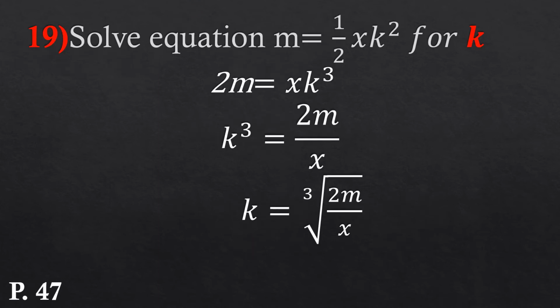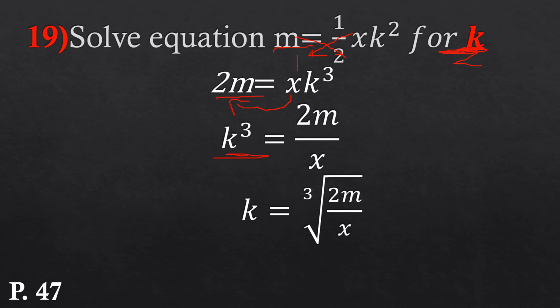Okay, so we have number 90: solve the equation m = 1/2 x k^3 for k. That means find k. Okay, so 2m equals xk power 3. As here we have 1, multiply this by 1, multiply this by 2. It will be 2m equals xk power 3. Okay, move the variable which is with k to here to be a denominator of 2m. Okay, so 2m over x.